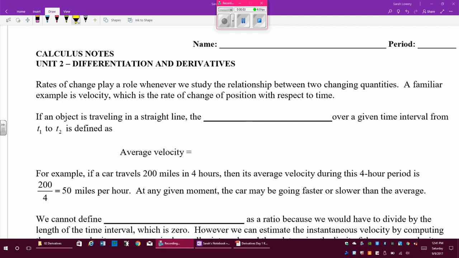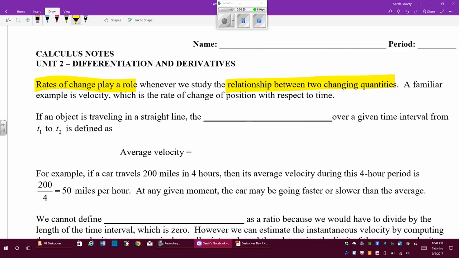So last class, we started to have a conversation about this idea of average rate of change. And we talked about why rates of change are important, okay? A rate of change is important because we're talking about the relationship between two changing quantities. Now, a really basic example is speed. Speed is a rate of change. We're talking about miles per hour, okay?